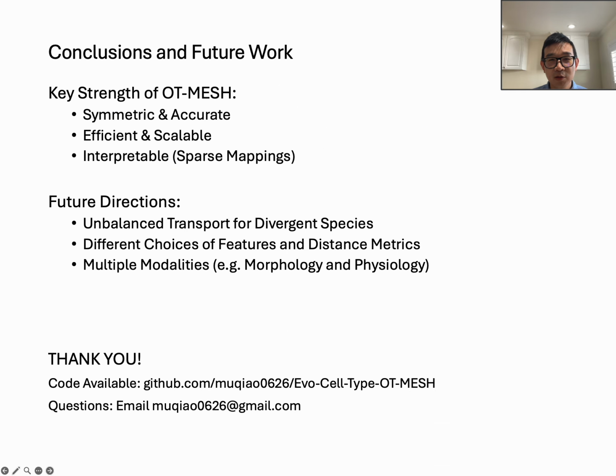In conclusion, OT-Mesh offers a framework for cross-species cell type mapping that is symmetric and accurate, avoiding reference bias, efficient and scalable to modern large-scale datasets, and interpretable, producing sparse, meaningful mappings. We are excited about future directions like extending this to handle more divergent species and integrating multiple data types like morphology and physiology. Thank you for your attention.